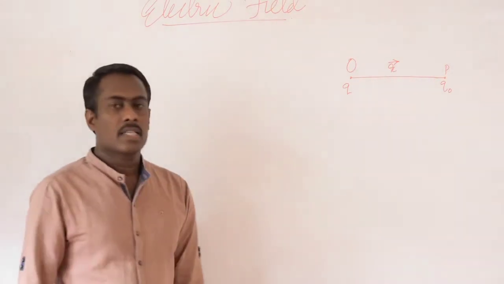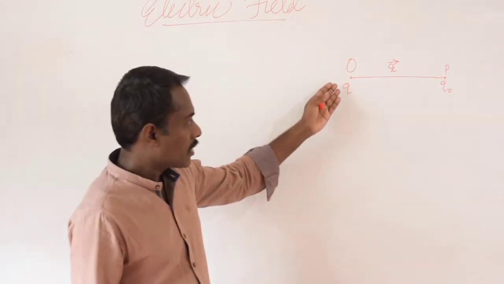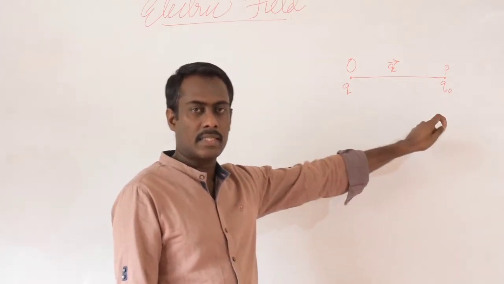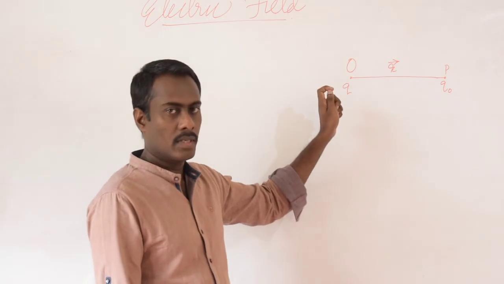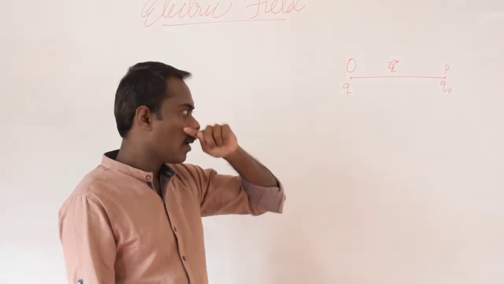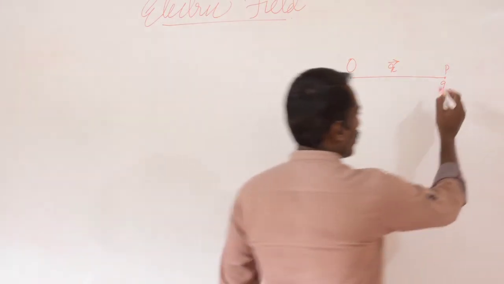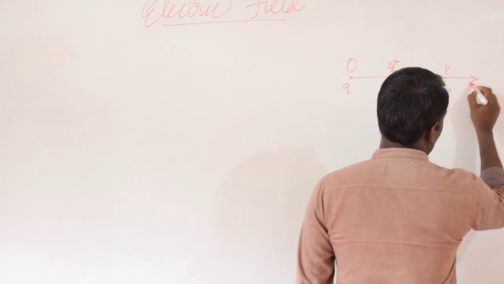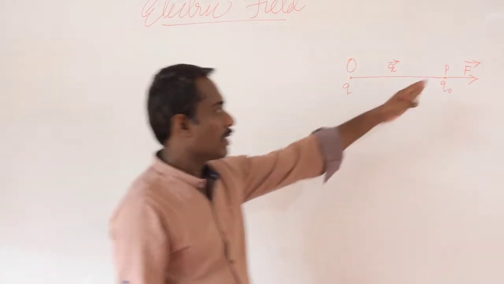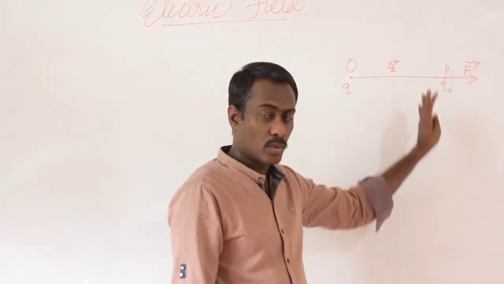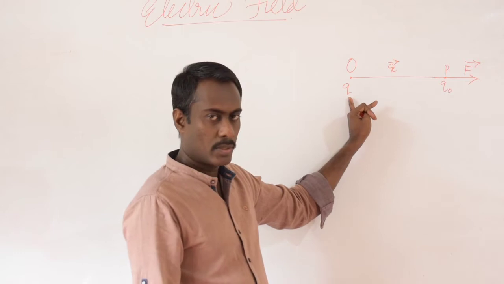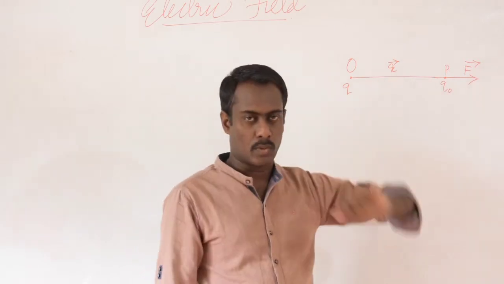Now, as we have already learned, when a charge is kept nearby another charge, definitely there will be a force acting on charge Q0 by the charge Q. This is the direction of the force acting on the charge. And we have already learned the magnitude of the force exerted by charge Q on charge Q0.